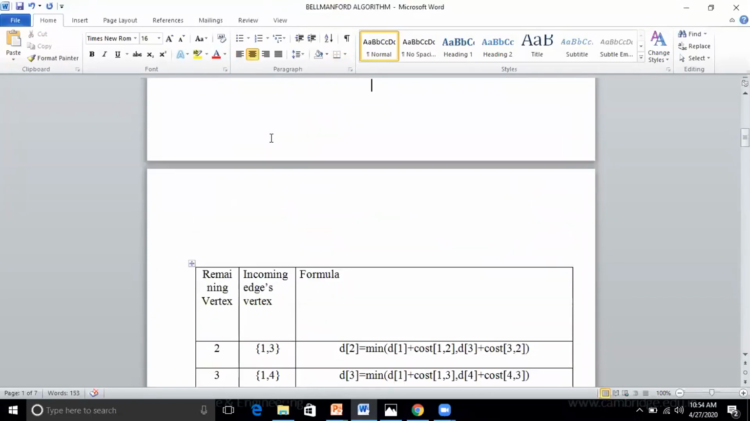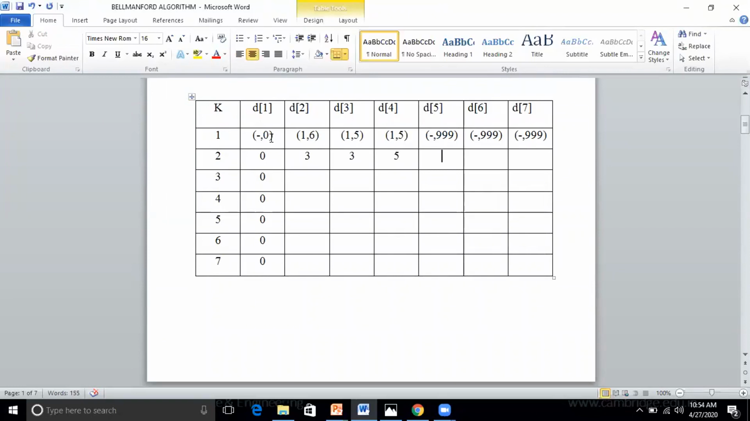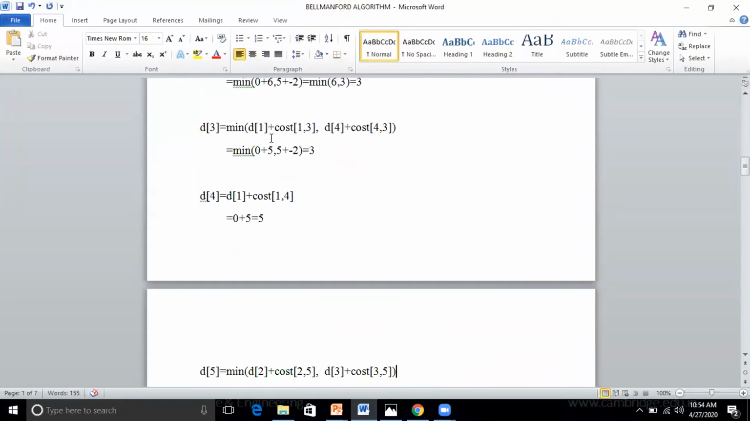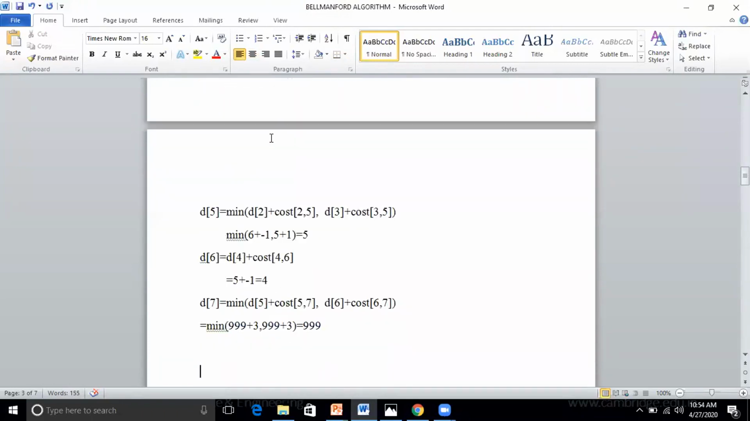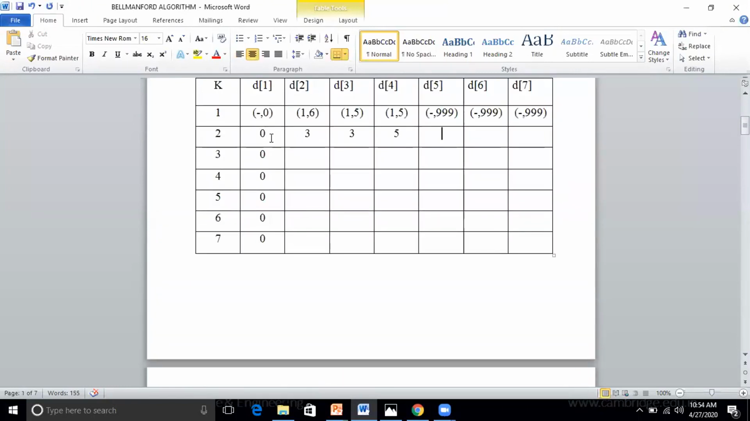So I'll write in the table 3, 3, 5. Then what about D of 5? 5. Have you noted down or not? Yes, sir. 5, 4, 999. Correct? Yes, sir. 5, 4, 999. Any doubts in the second step?